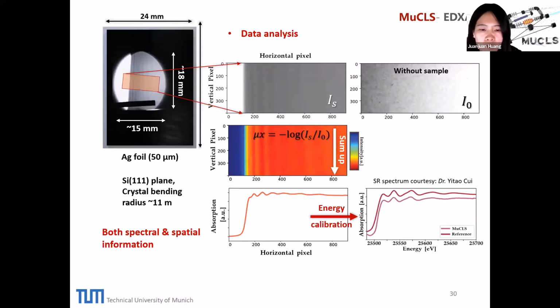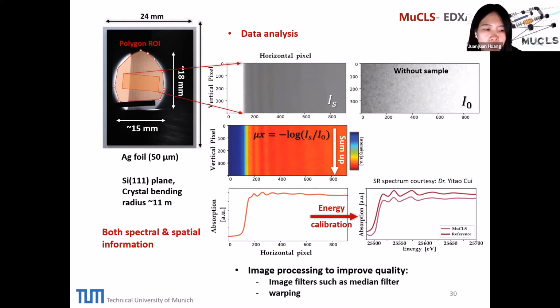So in this example, I selected a square region of interest. And of course, a polygon region of interest can also be selected in order to increase the efficiency to make use of the whole beam. And again, because this is an image both spectrally and spatially resolved, this spatial information can also be used as a constraint in image processing to improve the spectral quality without losing too much spectroscopic information.